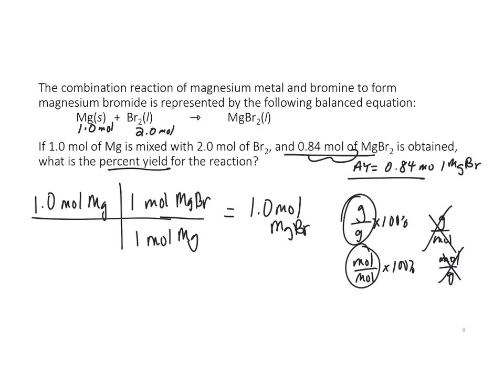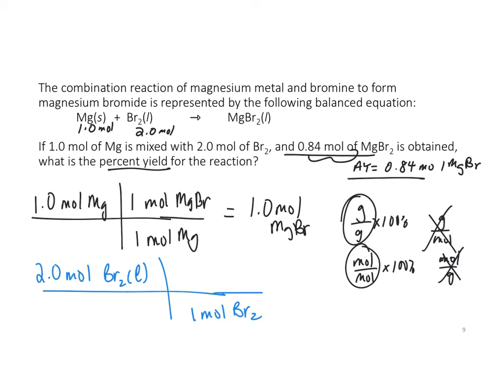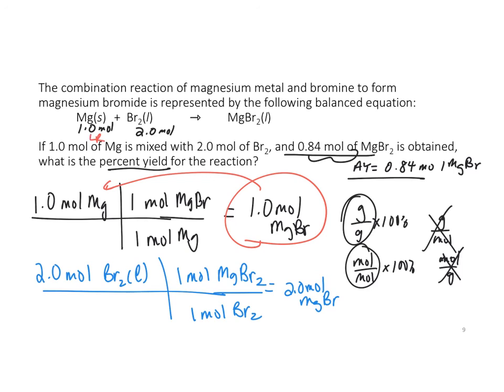And then we do the same thing with 2.0 mole of bromine. And for 1 mole of bromine, we have 1 mole of magnesium bromide. And so that would be 2.0 mole of magnesium bromide. Now, which one's the least number? 1 or 2? 1. So this is your limiting reactant. And so that is going to be your theoretical yield.